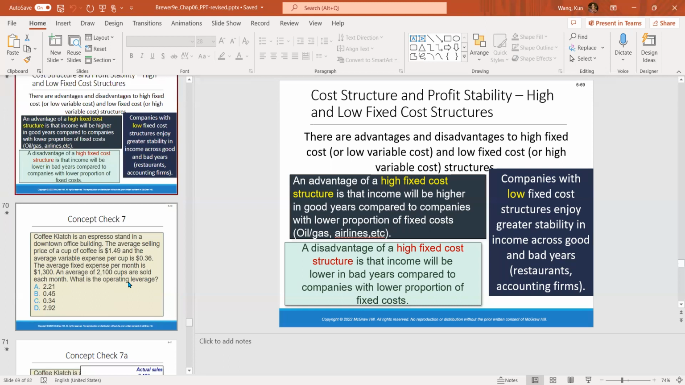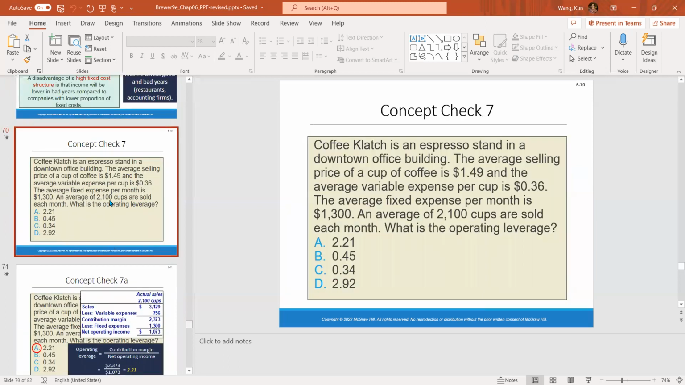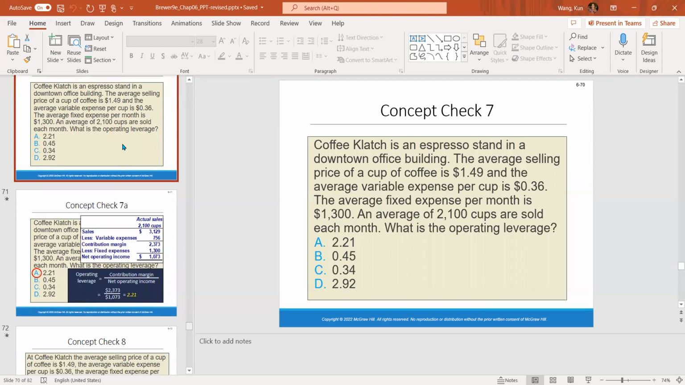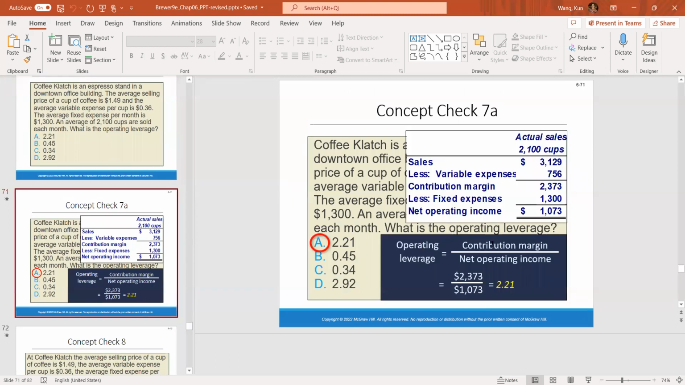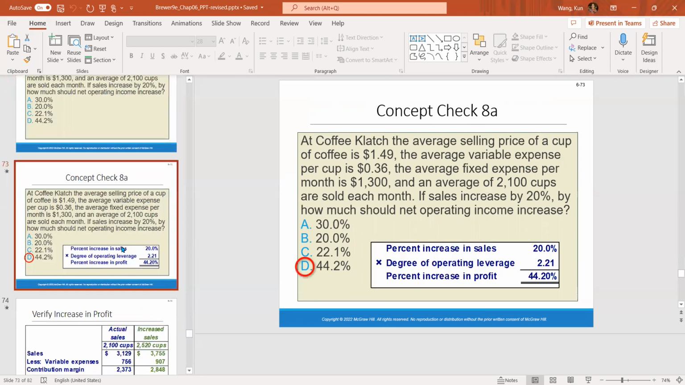Then for the rest, we have some practice questions later. You can check the slide. We have the questions, then we have the answers. You can check the related practice on operating leverage itself and how we can use it to predict the future income change.